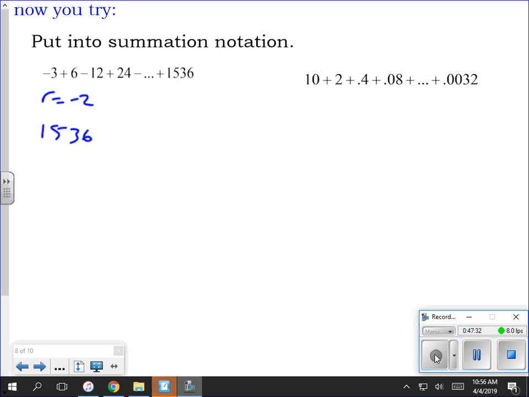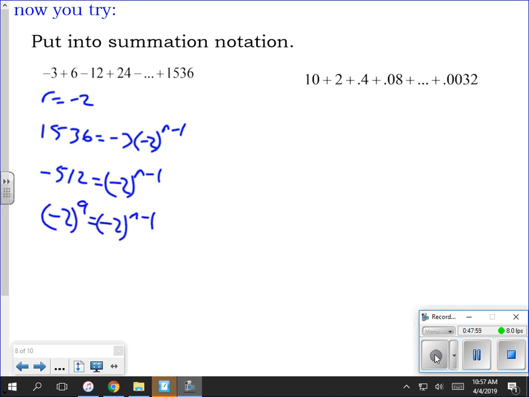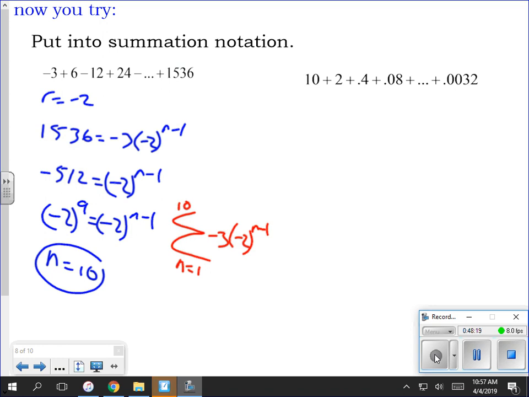So I take 1536 equal to -3 times -2 to the n minus 1. First thing, divide both sides by -3. So I get -512 is equal to -2 to the n minus 1. 512 is 2 to the 9th power, so this is -2 to the 9th equal to -2 to the n minus 1. So n equals 10. Putting it in summation notation, the sum from n equals 1 to 10 of -3 times -2 to the n minus 1. Easy peasy.